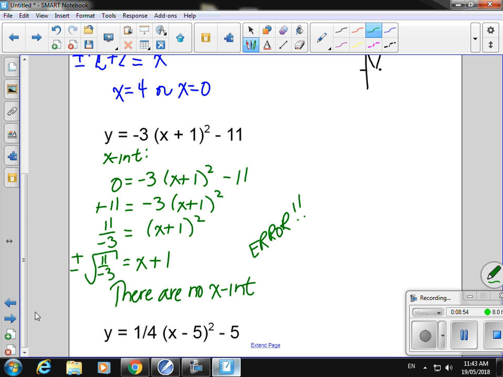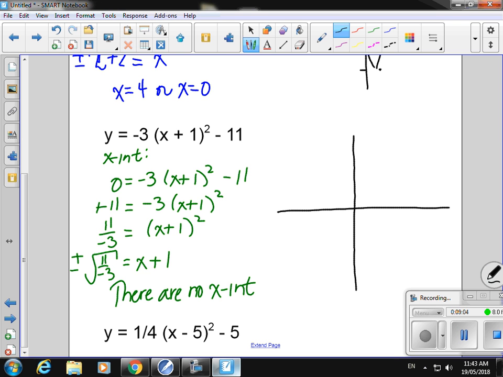Well, let's see if we can just have an idea of why. On the smartboard, crooked y-axis, crooked x-axis. I have a vertex of 1 to the left, down 11. So here was my vertex, more or less. It opens downwards, skinny. There you go. No x-intercepts at all. Let's do one more together.